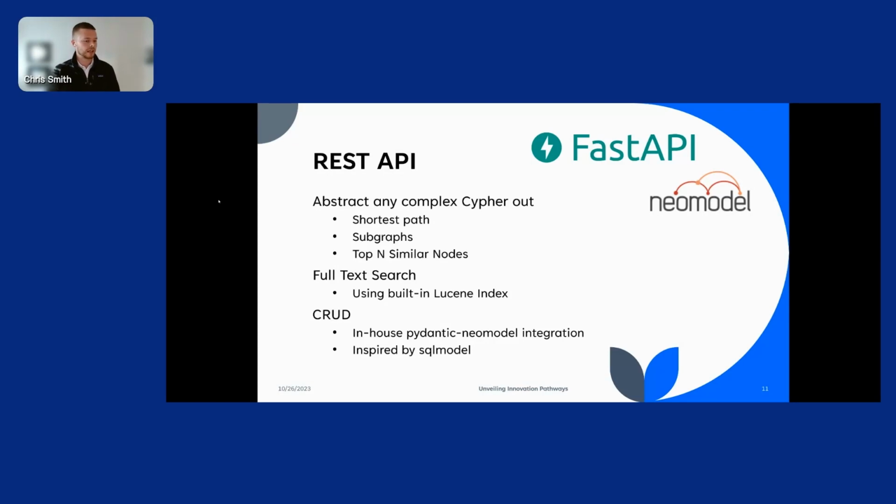We're also providing a full text search functionality, and that's using the Lucene index that's built directly into Neo4j. Lastly, and maybe interestingly, is our CRUD model that we're also providing through the REST API. We're actually using an in-house Pydantic Neo model integration. So this is inspired by another very good Python package called SQLModel, written by the same author as FastAPI. To my knowledge, there's no open source version of this, so we're tracking potentially open sourcing that in the near future.